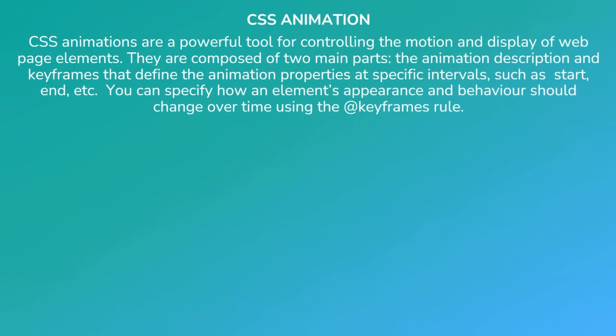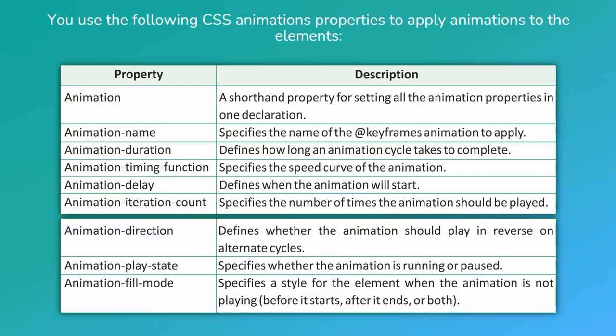CSS animation. CSS animations are a powerful tool for controlling the motion and display of web page elements. They are composed of two main parts: the animation description and keyframes that define the animation properties at specific intervals, such as start, end, etc. You can specify how an element's appearance and behavior should change over time using the @keyframes rule. You use the following CSS animation properties to apply animations to the elements.